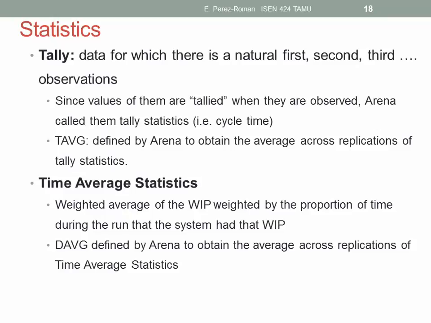Okay. So there's a difference between a tally. Since the values of them are tallied when they are observed, we are going to call them tally statistics. For example, the cycle time. And we're going to define this variable TAVG, that is going to be used to look at the average of this statistic across replications.